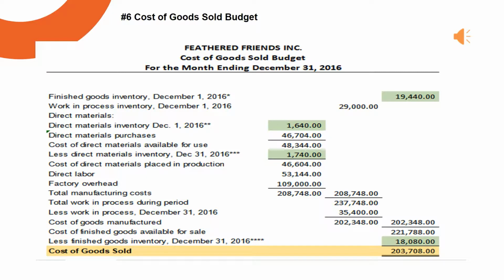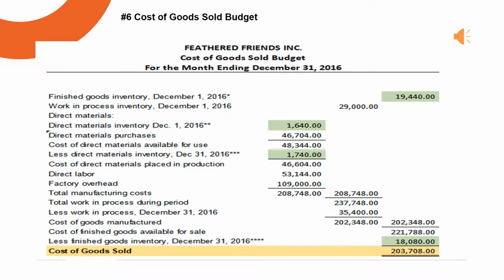Next, we have our work in process inventory of 29,000. For our direct materials inventory beginning, we have to compute that by multiplying 200 units of wood by $7.